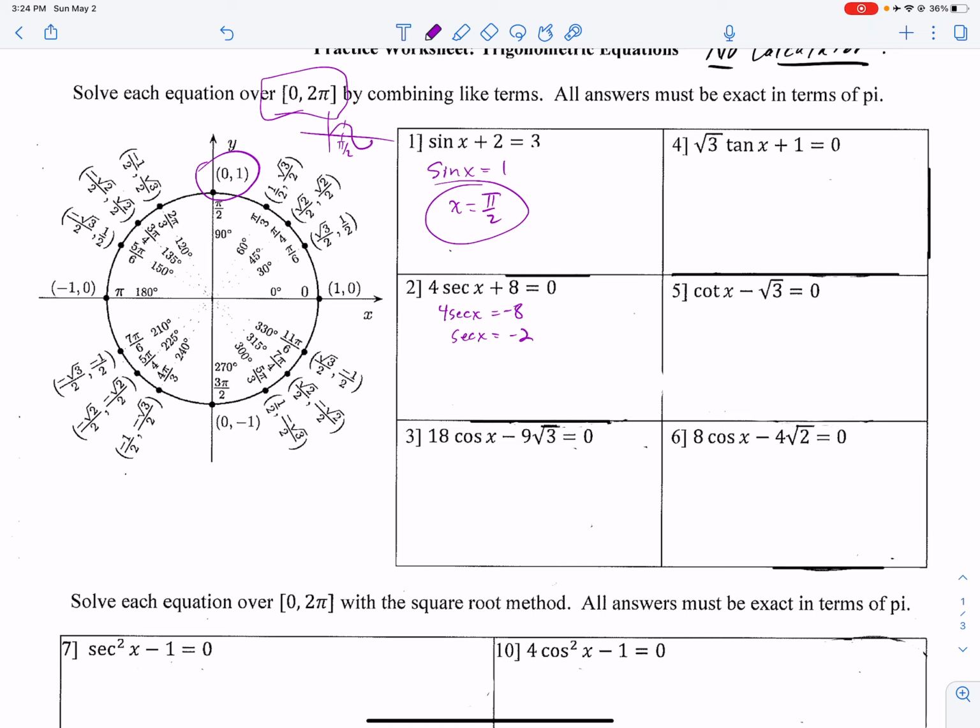And cosine is negative in quadrants 2 and 3. So we're looking for a quadrant 2 and a quadrant 3 angle where the cosine is negative 1/2. And those angles are here at 2 pi thirds and here at 4 pi thirds. So your answers to that are x is 2 pi thirds and 4 pi thirds.